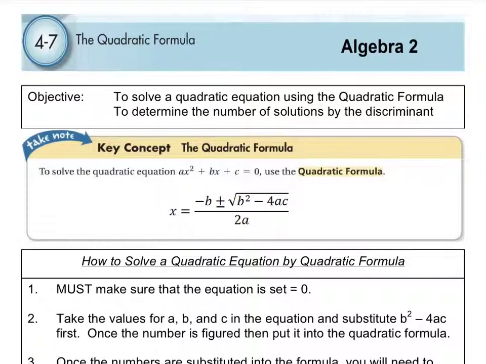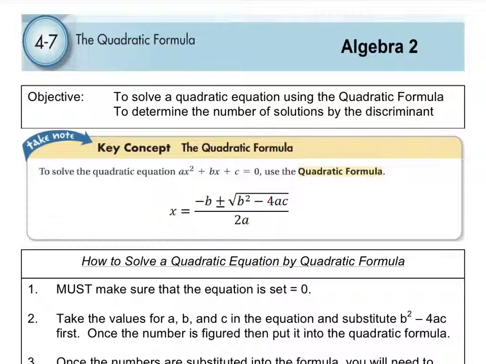All right, this is section 4.7, solving quadratic equations using the quadratic formula. Okay, we've got two objectives with this lesson. First objective is to solve a quadratic equation using the quadratic formula. The second objective is to determine the number of solutions by using the discriminant.